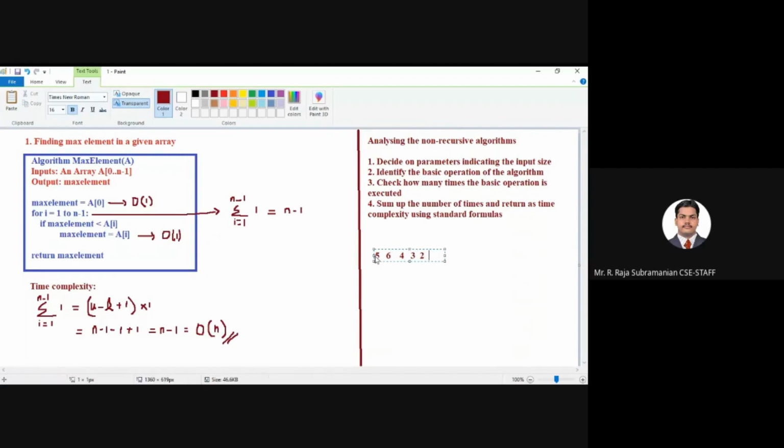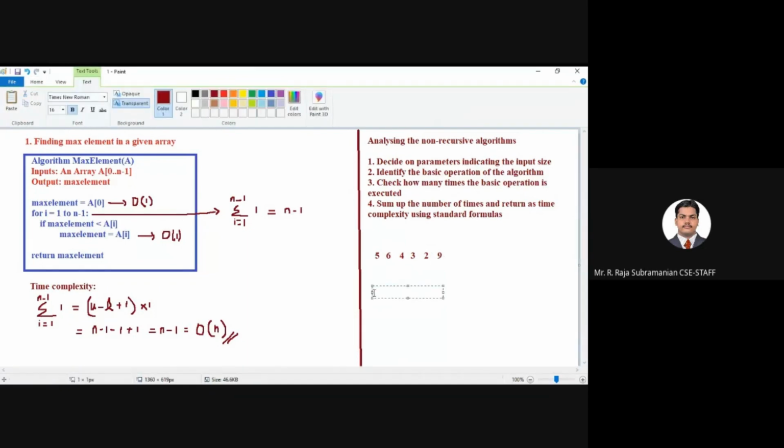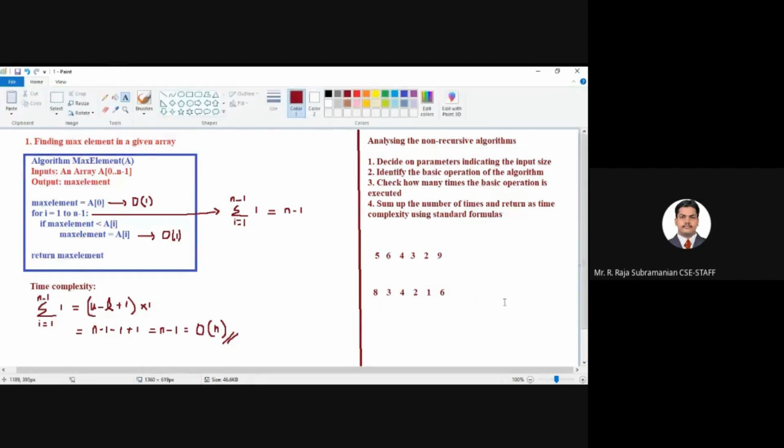5, 6, 4, 3, 2, 9. Right? This is actually one kind of array. Assume this is going to be one, and this is going to be the other. Let me write another one: 8, 3, 4, 2, 1, 6. So this is another thing. And next I can have something in the middle, which I can consider as the average case.